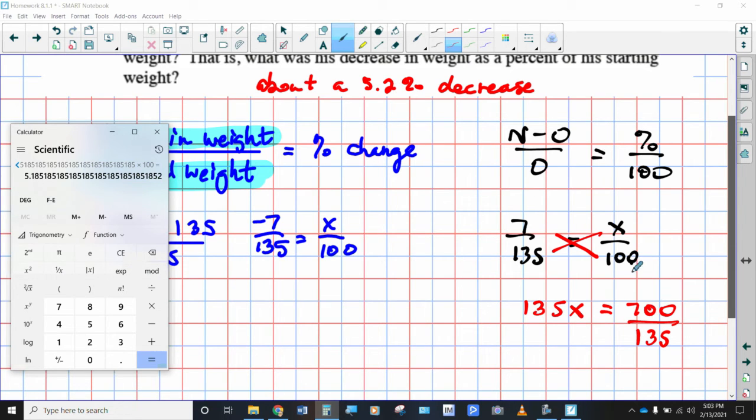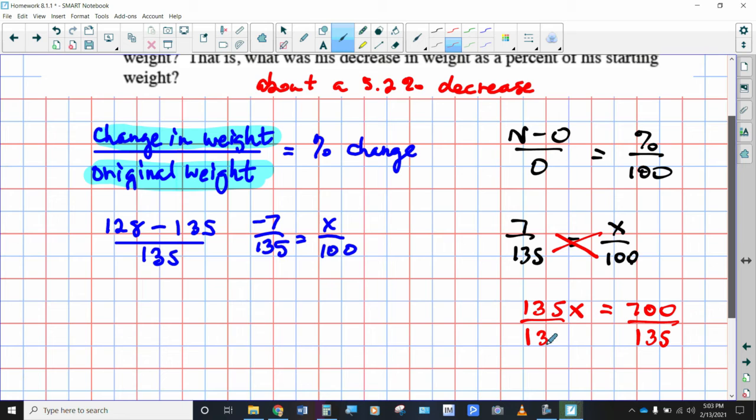If I do it this way, I started by multiplying 7 times 100. Then, after getting that answer, I divided it by 135, and I get the same answer. So it doesn't matter if you do the division first or if you do it last. You're still going to divide by 135, and you're still going to multiply times 700 to get this as a decimal number, which rounds to 5.2% as the decrease.